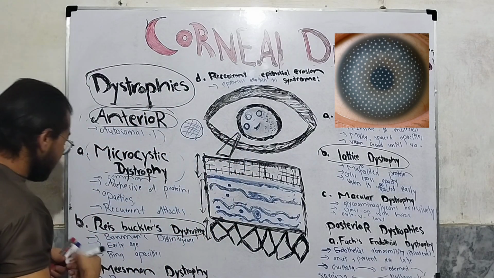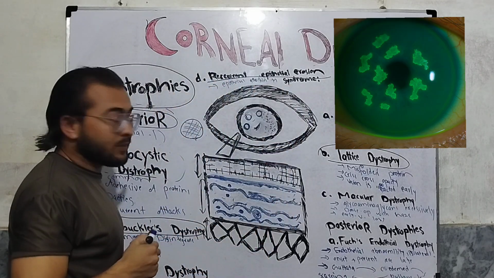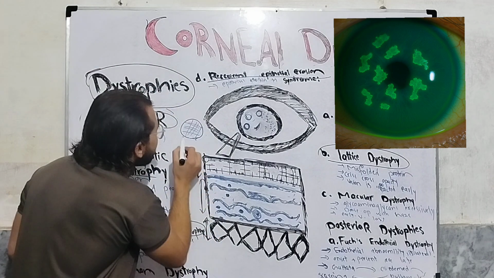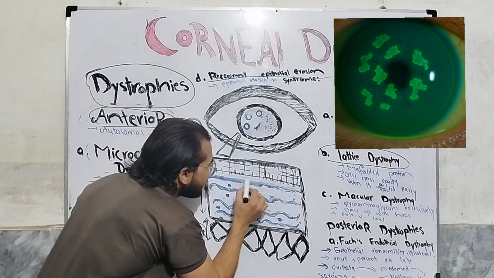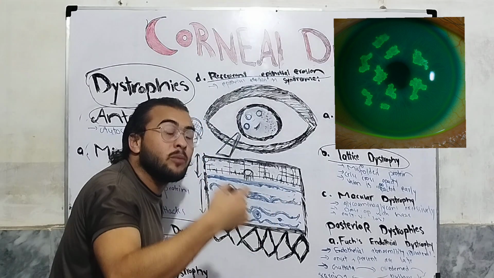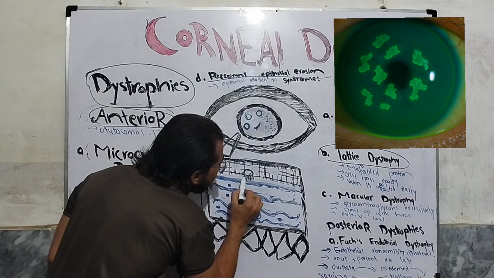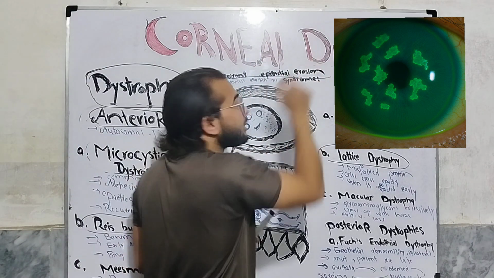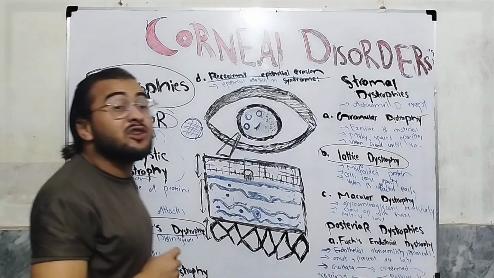The last one of the anterior dystrophies is the recurrent epithelial erosion syndrome. Here there is a problem with the adhesive molecules of the epithelial cells. The epithelial cells attach to the underlying Bowman's layer through adhesive molecules, which are called hemidesmosomes and other molecules. There is a genetic problem in these hemidesmosomes or attachment molecules, and it is also a rare condition. This is called recurrent epithelial erosion syndrome. So these were some of the subtypes of the anterior dystrophies.